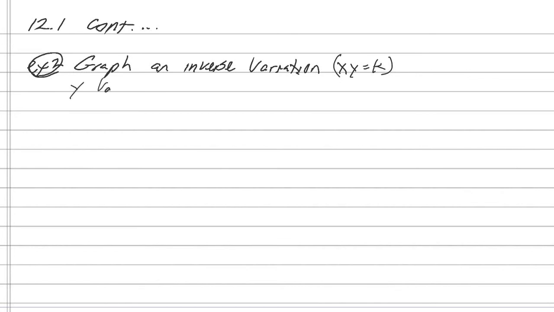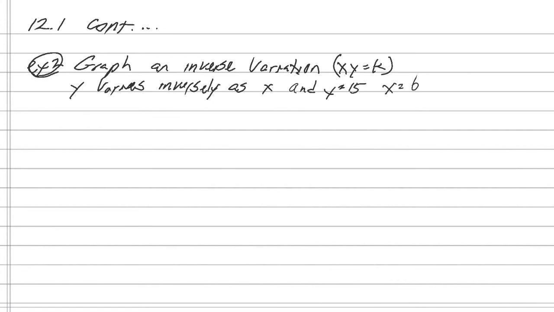Inverse variation, and say y varies inversely as x, and y equals 15 when x equals 6. Don't know why some of my letters don't show up. Might have to find a different pen writing app here.